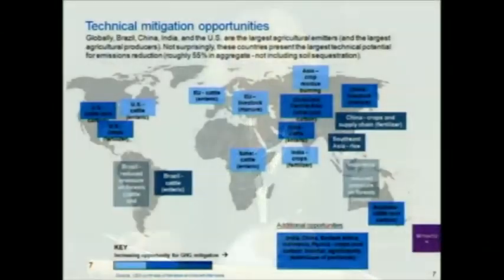This is summarizing the technical mitigation opportunities, focusing on cattle, in particular in Latin America, but also in Africa. In China, an important high source of emissions is nutrient management, and hence also one of the most important mitigation opportunities.